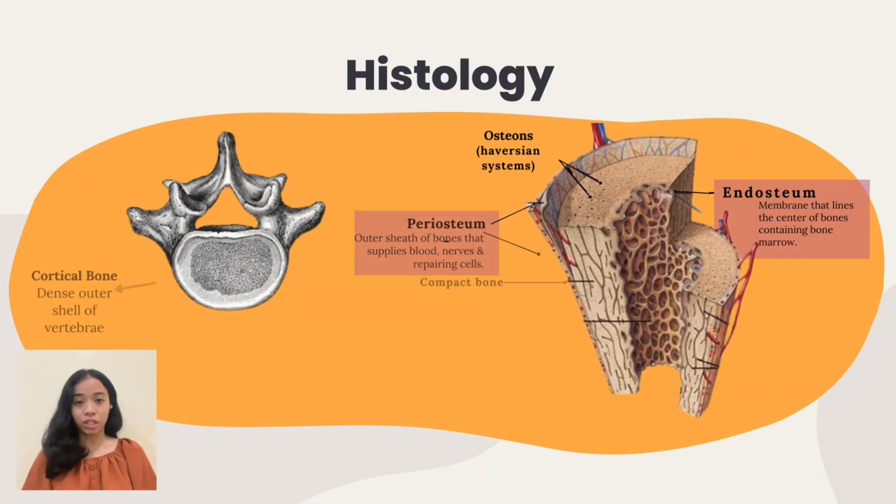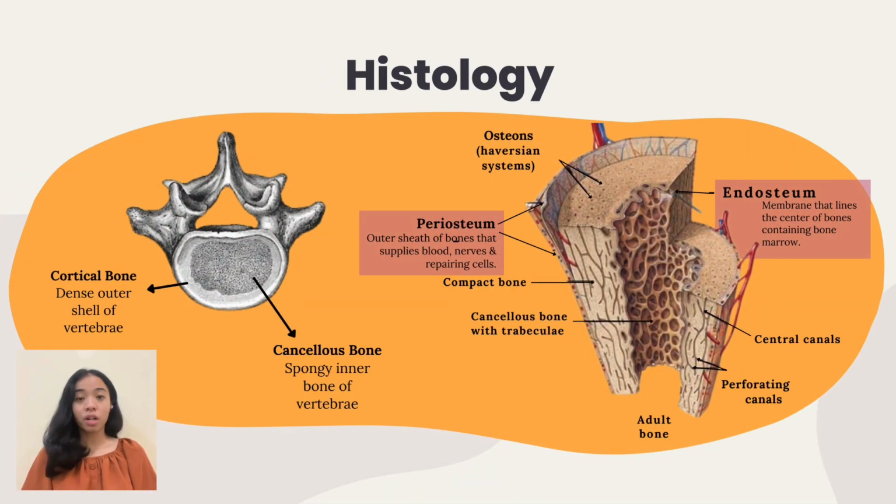In terms of histology, vertebrae are made up of cortical bone, which is the dense outer shell of the vertebra, and cancellous bone, which is the spongy inner bone. There's also a periosteum layer, which is the outer shell of the bone that supplies blood, nerves, and repairing cells, alongside the endosteum layer that lines the center that contains bone marrow.